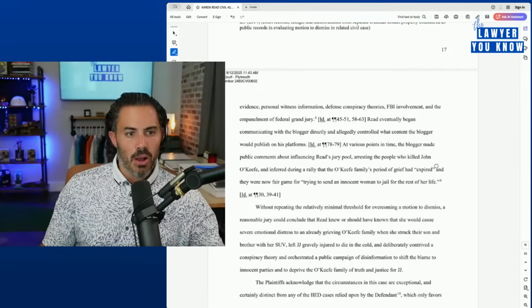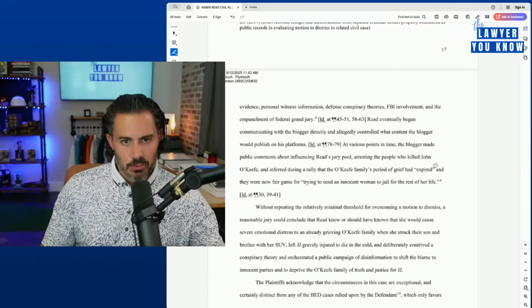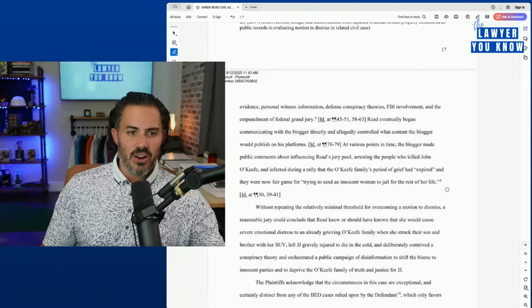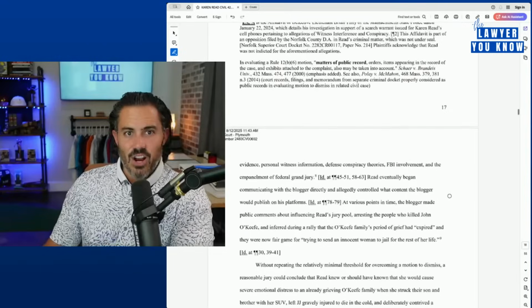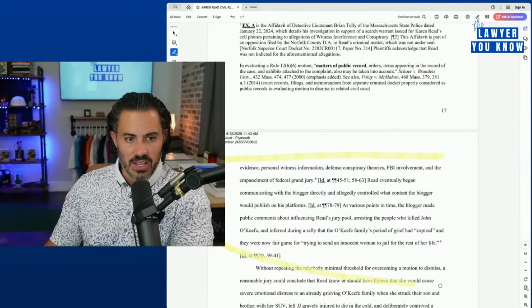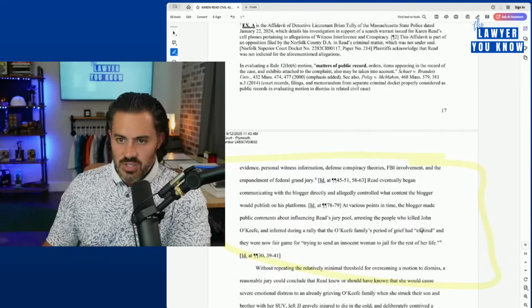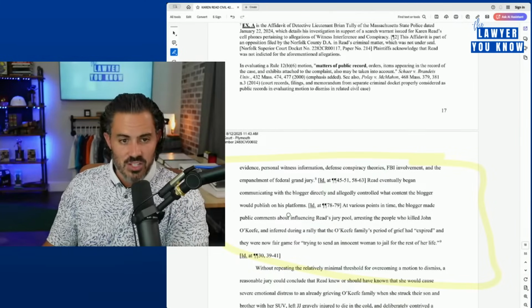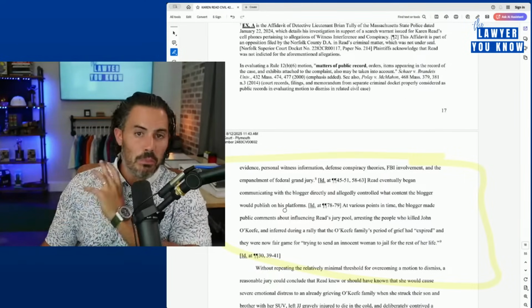The blogger made public comments about influencing Reed's jury pool, arresting the people who killed John O'Keefe, and inferring during a rally that the O'Keefe family's period of grief had expired and they were now fair game to try and send an innocent woman to jail for the rest of her life. So they are very clearly going to try and use the Turtle Boy situation to poison whoever's listening to this case, judge or jury. Now, they're making some very serious allegations. Will they get the evidence to prove these things? We'll see. But this is not really the same argument they were making.